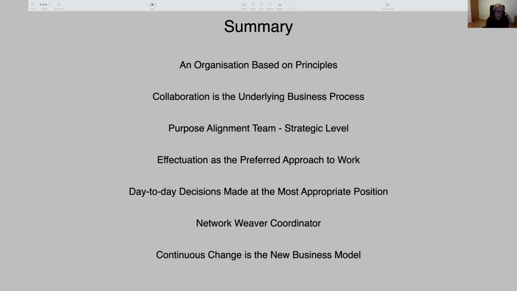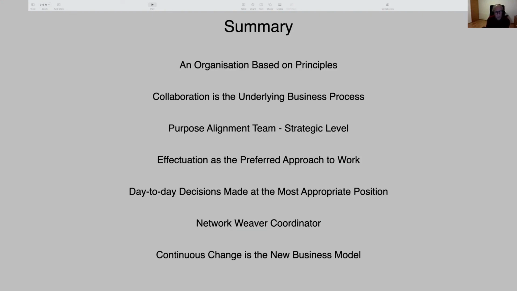It has to be at a team level. Effectuation is the preferred approach to work because it has the opportunity to identify different ways of doing things and identifying things that we could miss in a traditional causation approach. Day-to-day decisions are made at the most appropriate position. And this is where the principles of decision making are very important, so that people know in which area they have the opportunity to make decisions and how they can focus those decisions for the benefit of the organization as a whole.